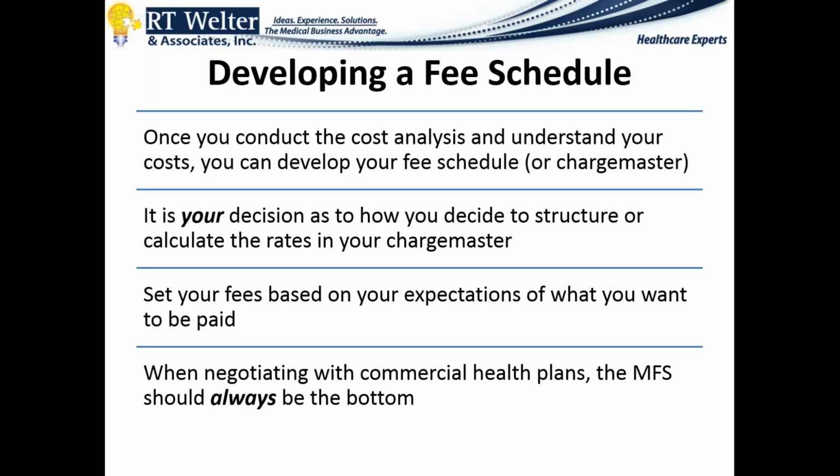When negotiating with commercial health plans like United Healthcare or Anthem, the Medicare fee schedule should always be your bottom line. You should never take less than what the Medicare fee schedule reimburses. And that's just a general principle when you are negotiating contracts. Medicare fee schedule is the bottom.